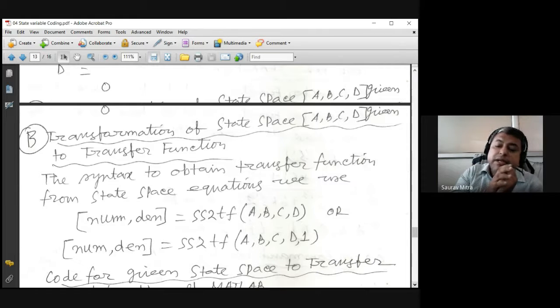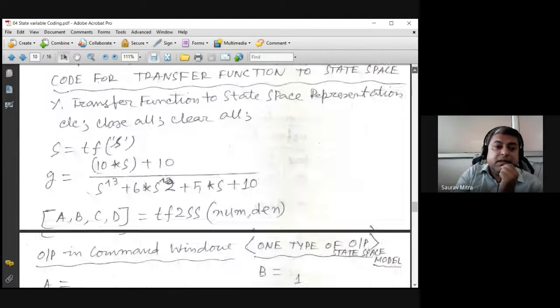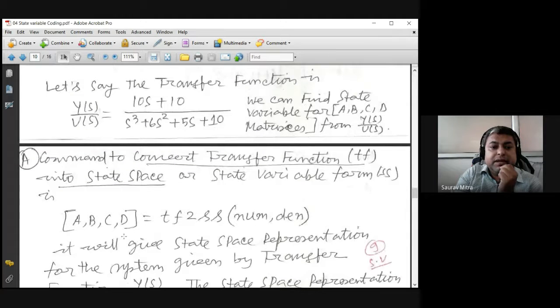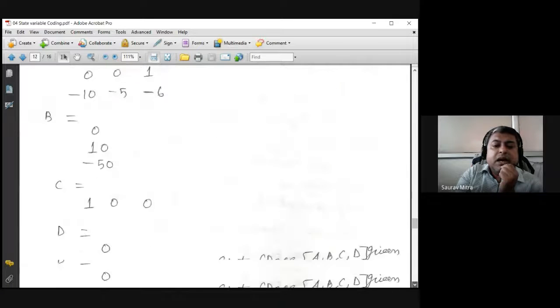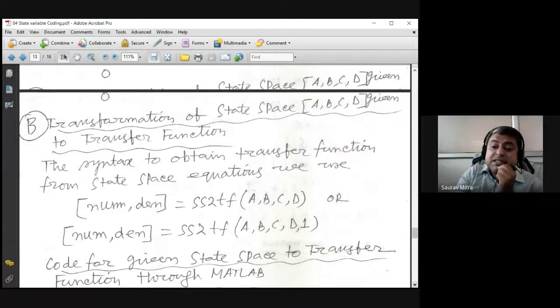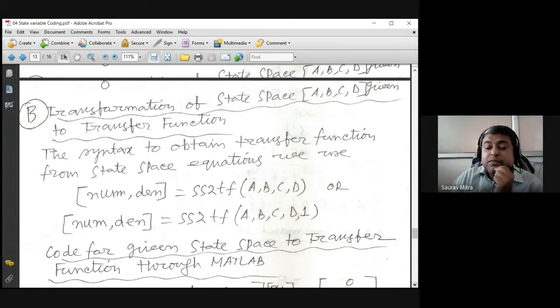So that was the first case when transfer function was given and we were finding the state variable representation. So what was the command in that case? It was tf2ss. Okay, so in the A category, there are actually two parts of this code I am showing you. So A part is the command to convert the transfer function into state space or state variable. In the second part, we will see how to convert a state space, that is, if ABCD is given, then how to convert that into a transfer function.